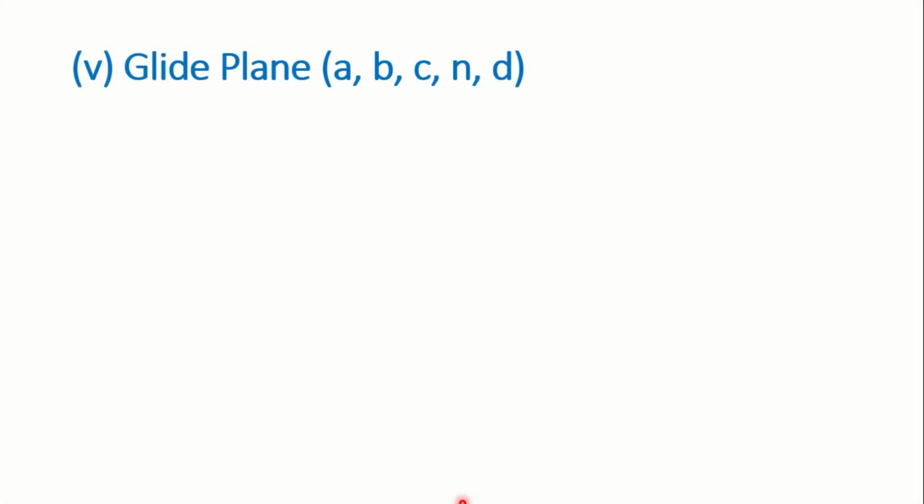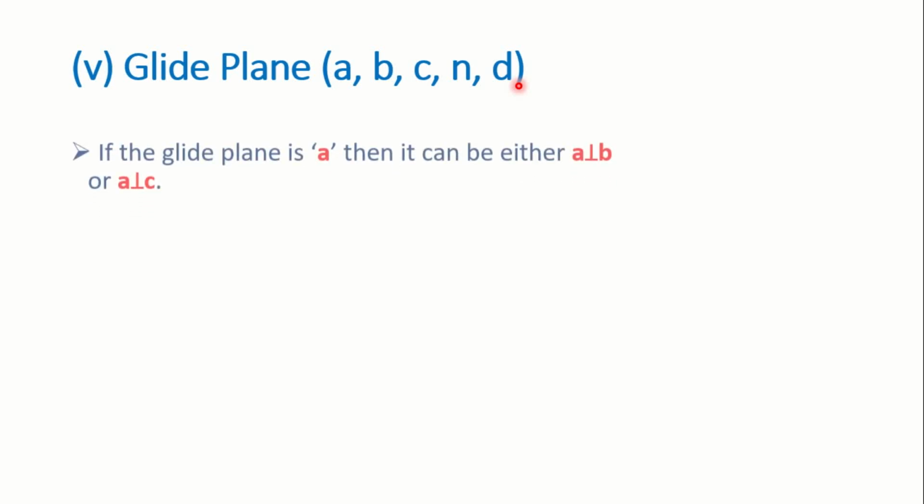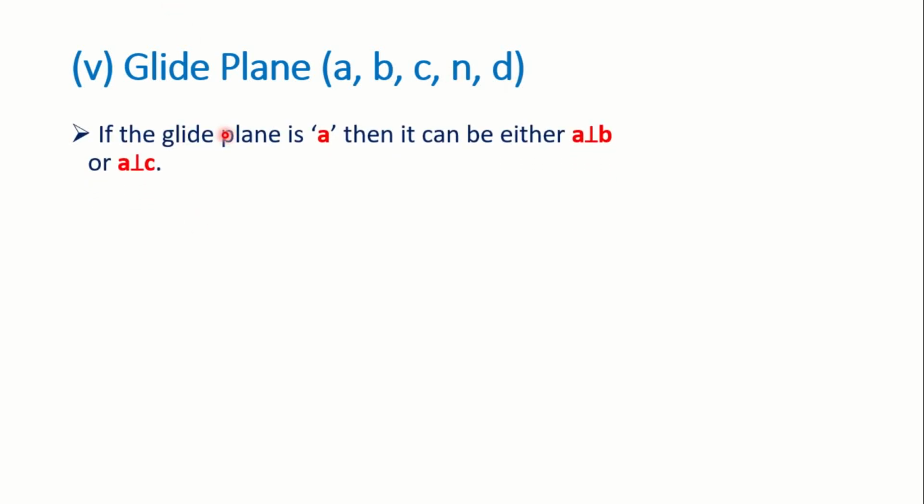Okay, number 5 is glide plane. Glide planes may be A, B, C, N and D. There are overall 12 glide planes. Okay, if the glide plane is A, then it can be either A glide perpendicular to B or A glide perpendicular to C.